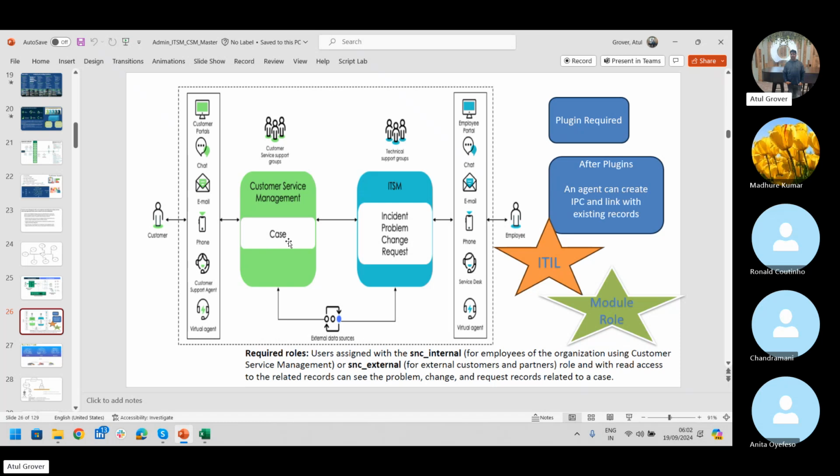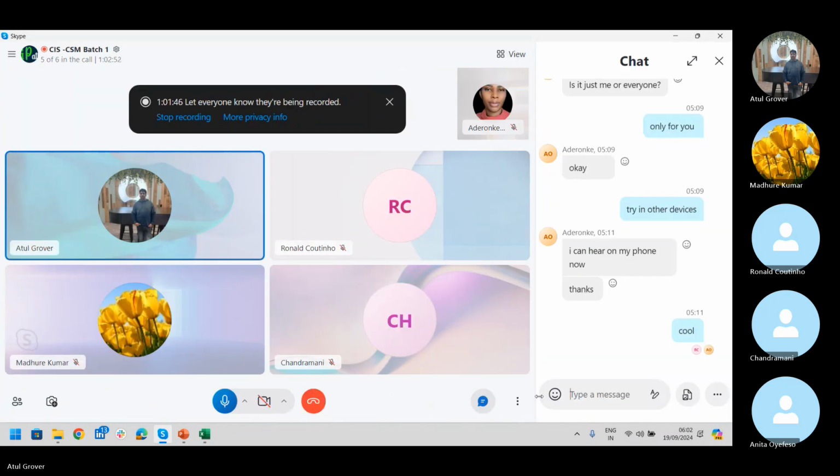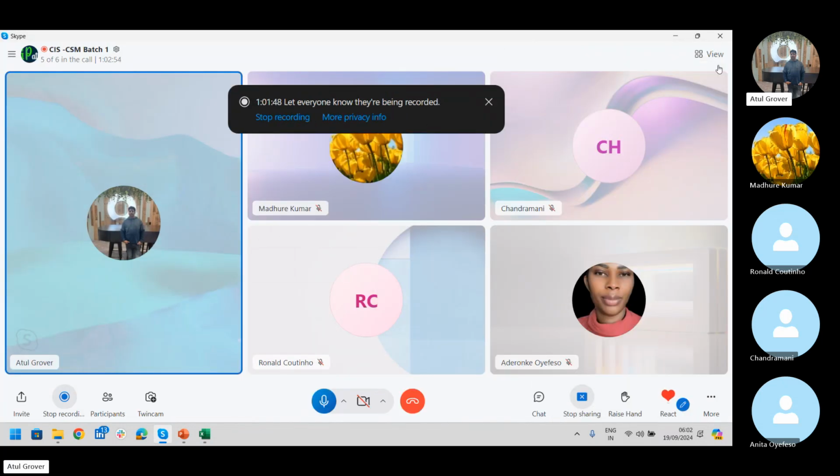Is your picture clear now, Madhure? Yes. Good. Any other questions? Anita, Chandamani, Ronald, someone put a message. Any doubt? Any question?